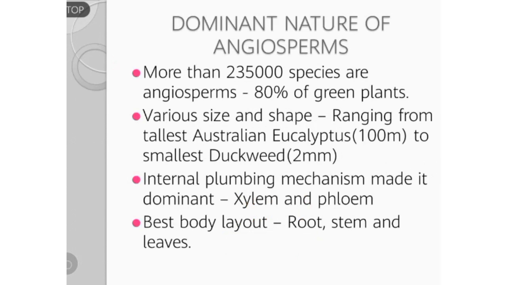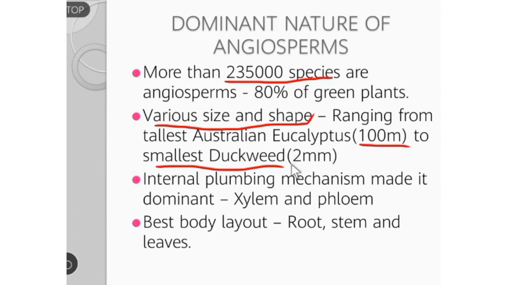Angiosperms, otherwise known as flowering plants, are the most dominant plant group found on Earth. More than 235,000 species are angiosperms, which means that 80% of green plants are angiosperms. They are of various sizes and shapes, ranging from the tallest Australian eucalyptus, which is 100 meters, to the smallest duckweed, which is only 2 millimeters. There is a wide range of plants in between these two categories, which includes orchids, cactus, etc.